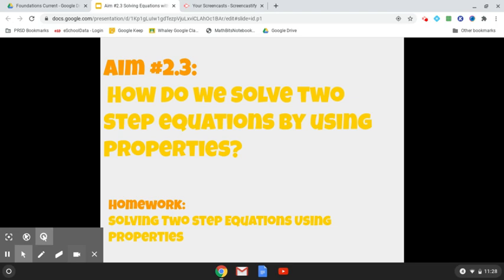But our focus today isn't about just getting an answer. Our focus is going to be about learning the reasons why we do the things we do to solve an equation, what properties allow us to do that. So it's a lot more explanation than it is about just getting an answer.